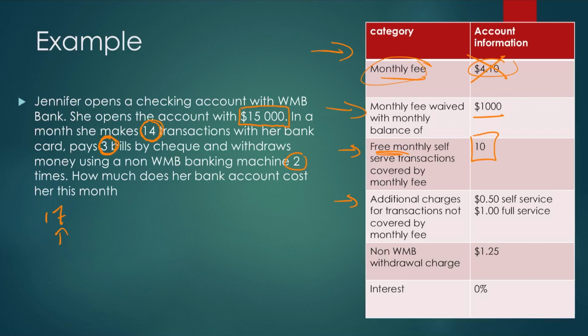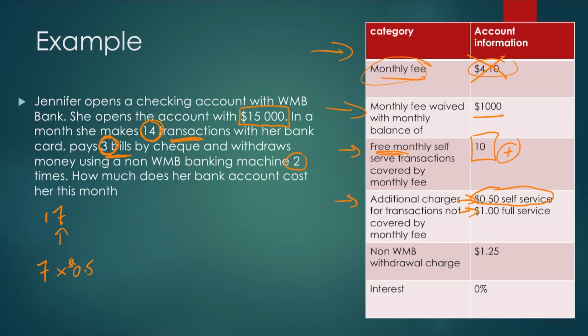So when we look at the next column, it says additional charges for transactions not covered. So anything that goes over this 10 right here. And it says it's going to be 50 cents for a self-serve and $1 for a full serve. When we look at these transactions right here, those are both self-serve. She's paying a bill and she's using her bank card. So checks and bank cards. So none of that is full serve. So those 7 transactions, those 7 extra, cost her 50 cents each. So 7 times $0.50.